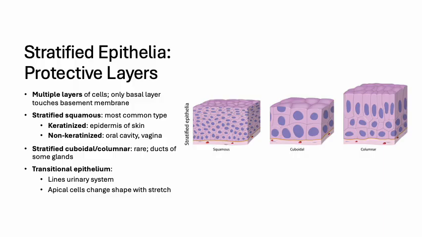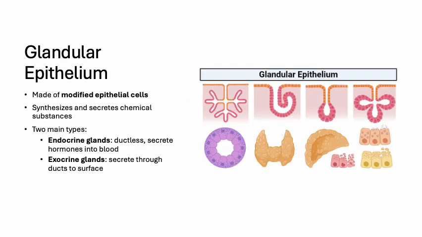When it is keratinized, as in the epidermis, it forms a tough, water resistant barrier. When it is non keratinized, as in the oral cavity or vagina, it remains moist while still providing protection. Other stratified types, such as stratified cuboidal and columnar epithelium, are rare and usually found in ducts. Transitional epithelium found in the urinary system is unique because it can change shape as the organ stretches and relaxes.